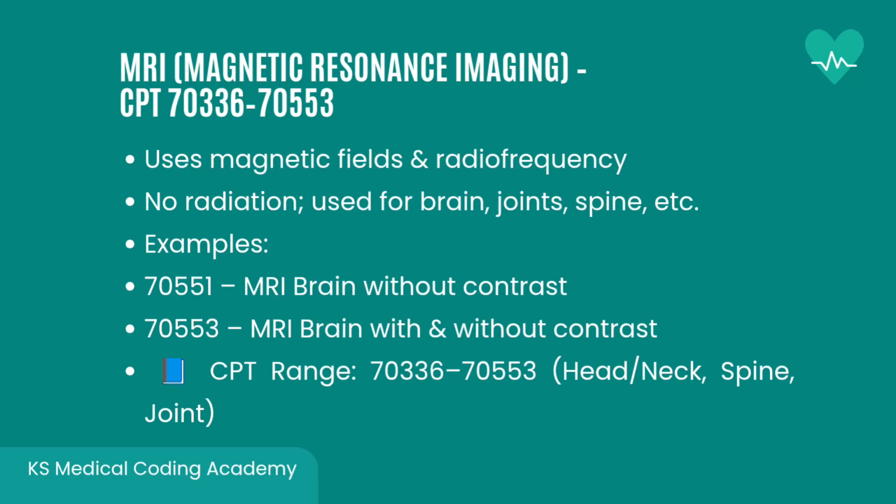MRI, magnetic resonance imaging. MRI codes span areas like head, spine, and joints. They use no radiation, which is a major benefit. Examples include 70551 MRI brain without contrast, 70553 with and without contrast. Again, contrast makes a big difference in coding.